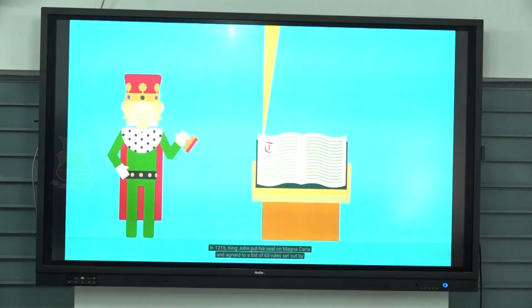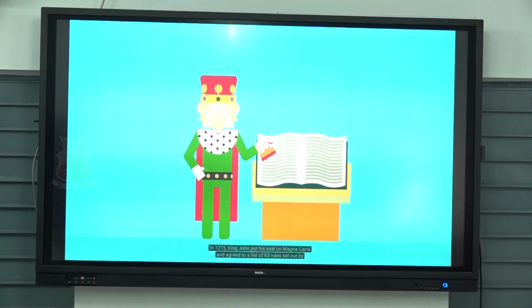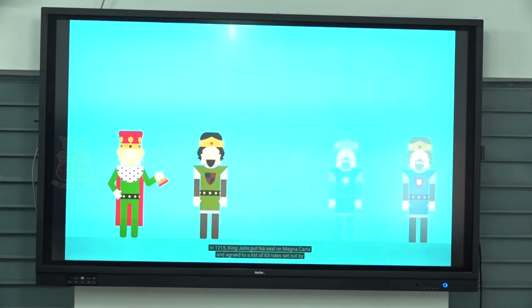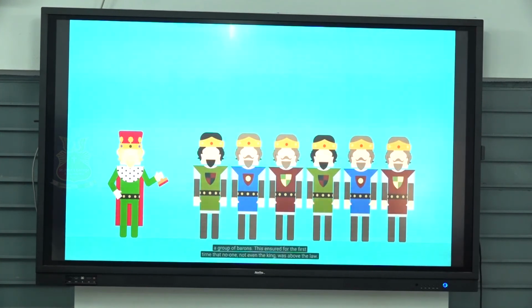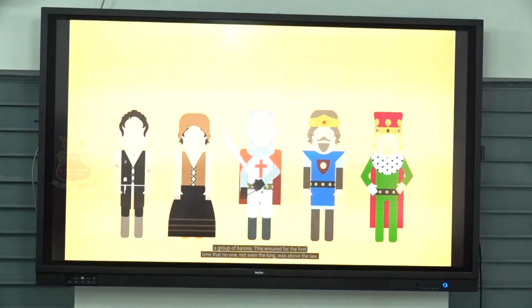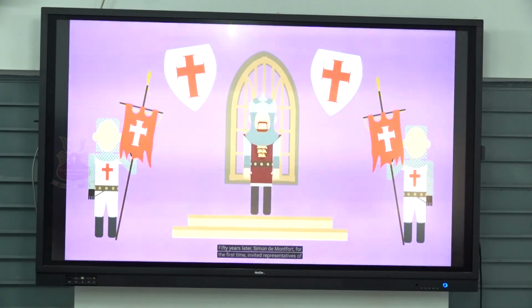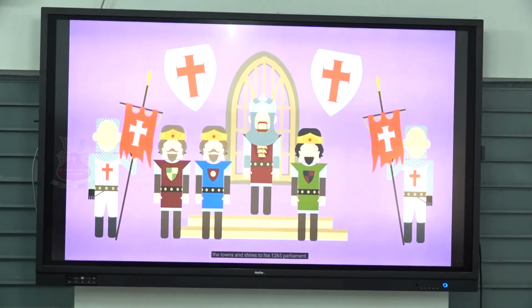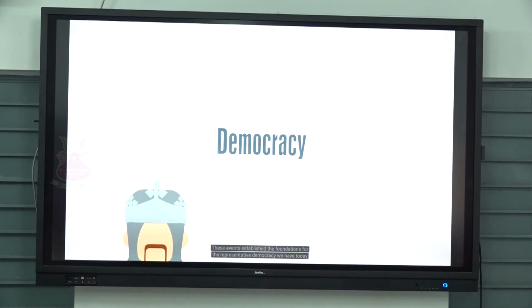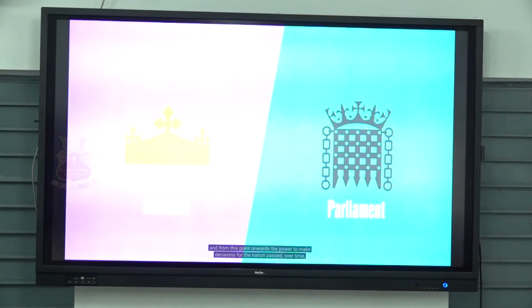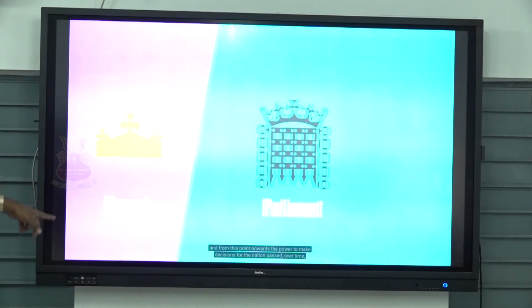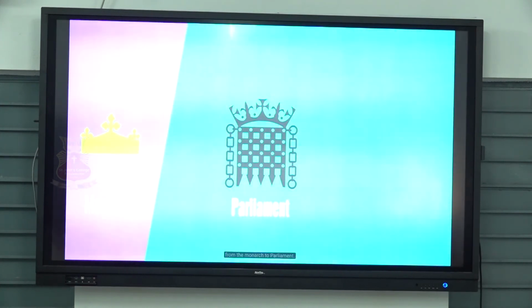In 1215, King John put his seal on Magna Carta and agreed to a list of 63 rules set out by a group of barons. This ensured for the first time that no one, not even the king, was above the law. 50 years later, Simon de Montfort, for the first time, invited representatives of the towns and shires to his 1265 Parliament. These events established the foundations for the representative democracy we have today, and from this point onwards, the power to make decisions for the nation passed, over time, from the monarch to Parliament.